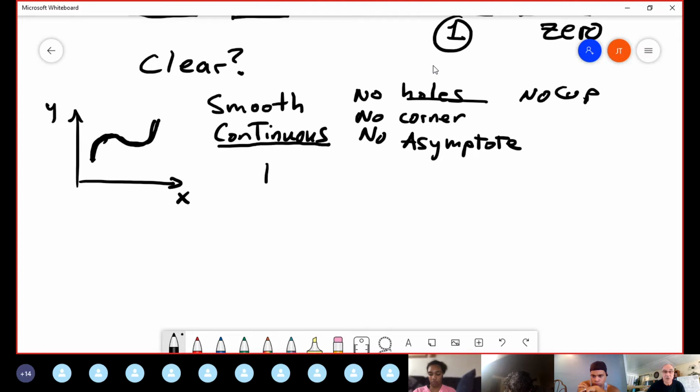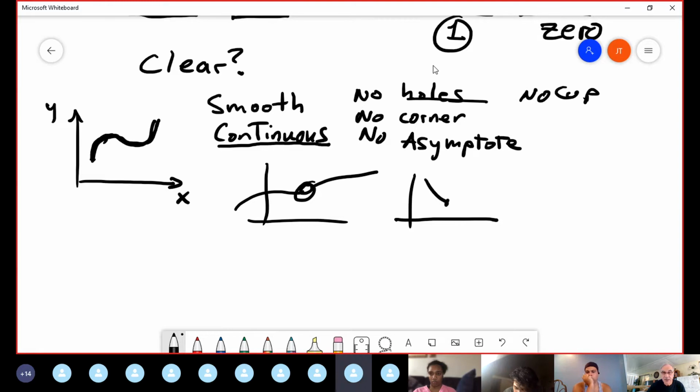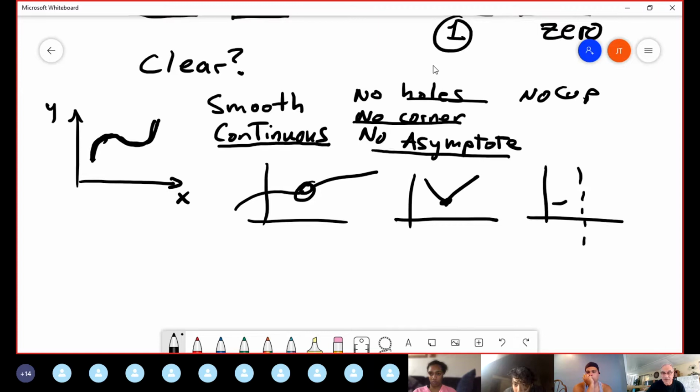A hole is like that. Suppose a curve, and we have a hole in the middle. This is a hole. The polynomial graph never has a hole. Never. A corner, like that. Never has a corner. An asymptote is something like that, and you never touch it. This is a vertical asymptote. Never. I never have a cusp. A cusp is something like that, similar to the corner, but a little bit curvy, like that.